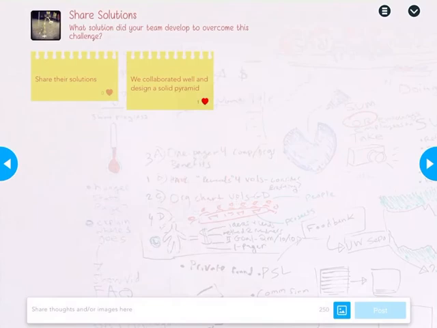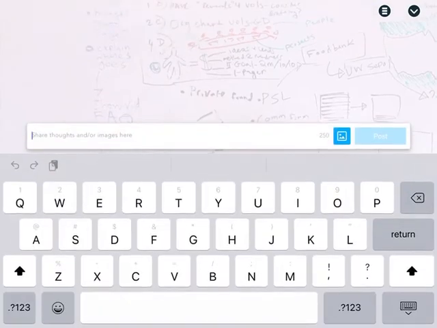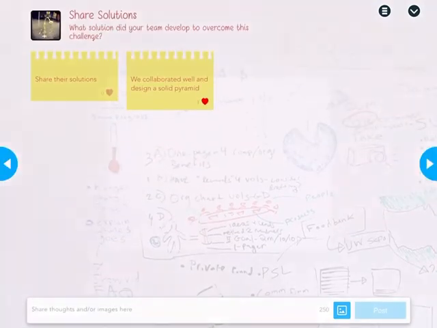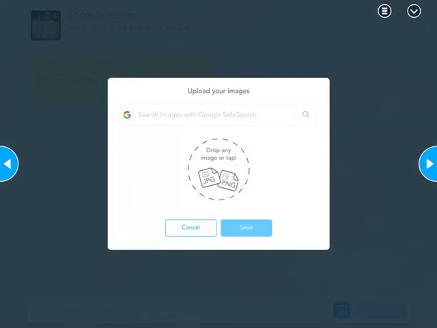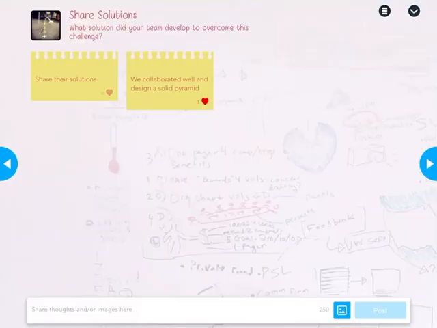So they would use this space to share those solutions. They'd write down their thoughts and ideas. They can also add pictures. They could take a picture of their own tower if they'd like. And then they would share those with the class.